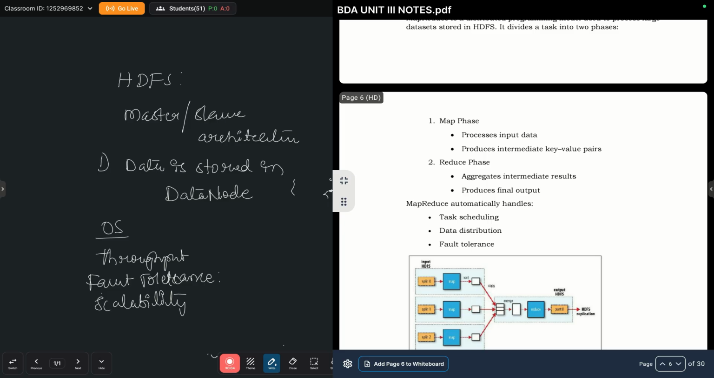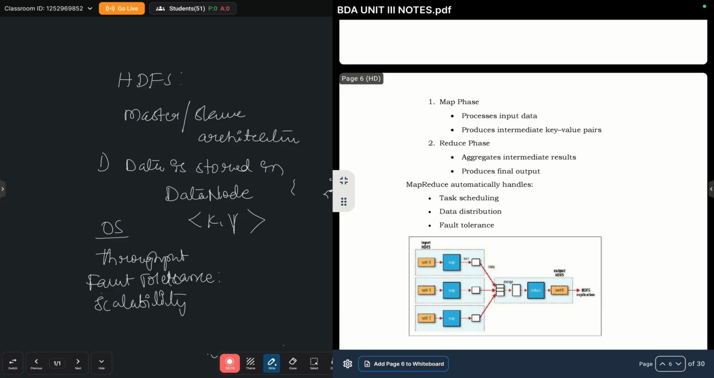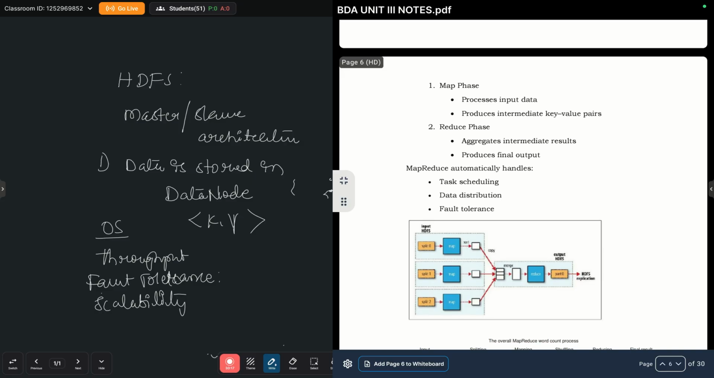Next one is Apache Spark. Apache Spark can be used for real-time processing and ETL. ETL stands for Extract, Transform, and Load. The key value pairs will be given as input to the reducer. The reducer will aggregate the intermediate results and produce the final output. The final output is again stored in HDFS.